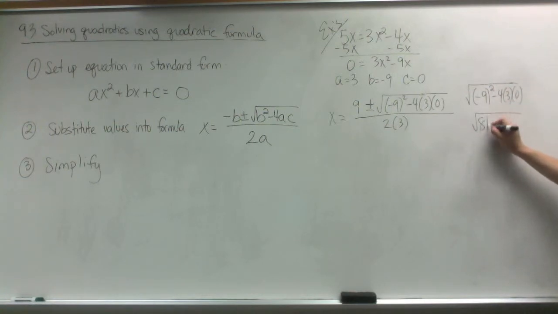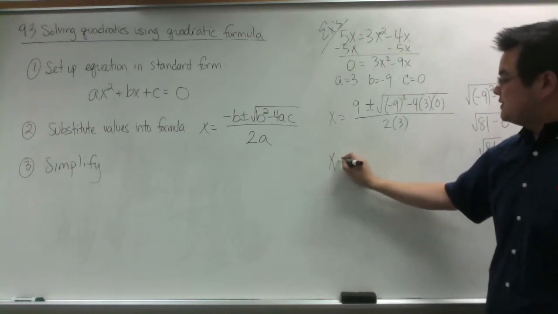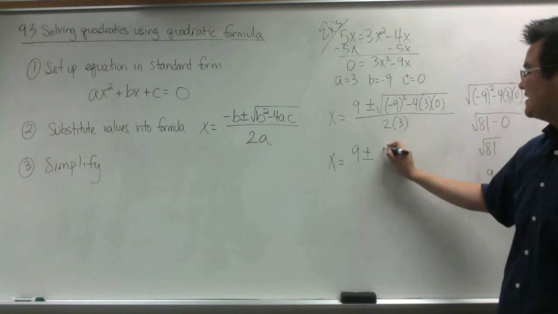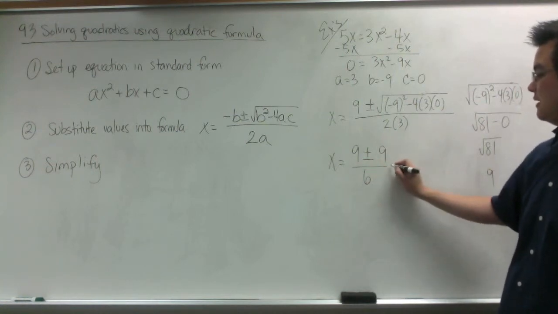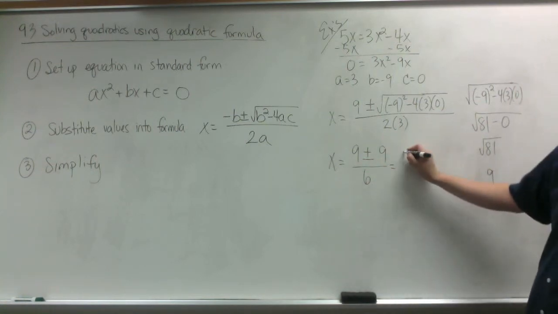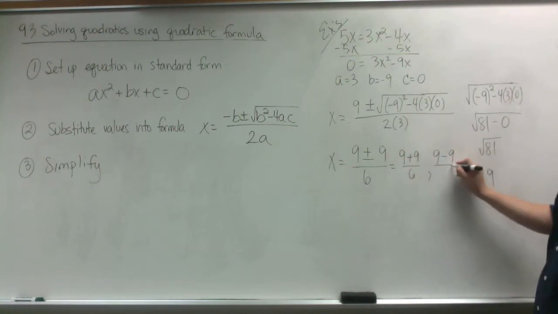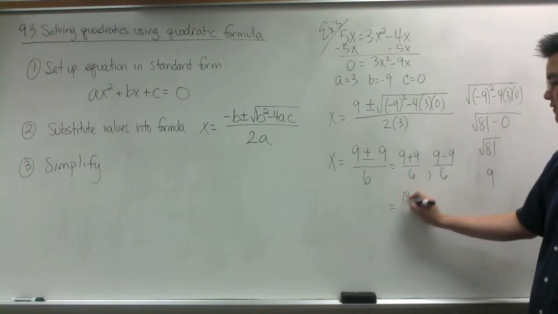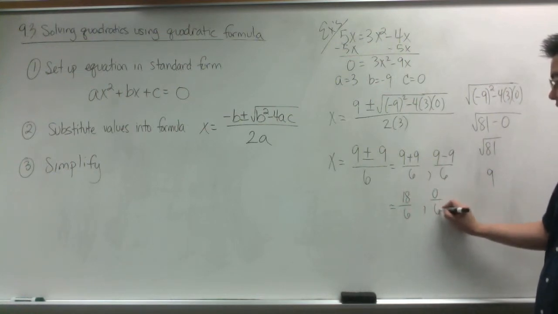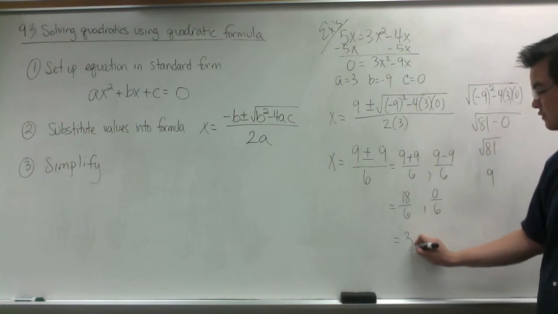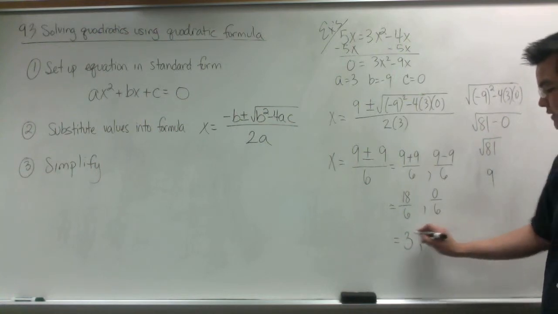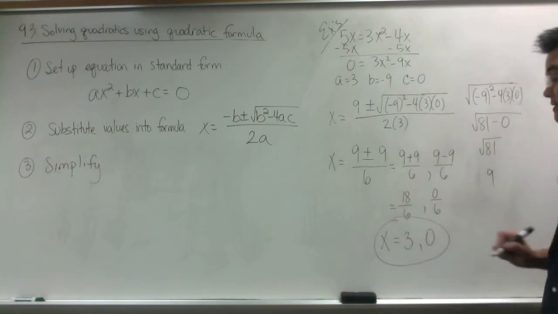-9 squared is 81. -4 times 3 times 0 is 0. So this is square root of 81, which is 9. Now I'm going to substitute that in. 9 plus or minus 9 over 6. I'm going to simplify this. Recall that this is 9 plus 9 over 6, or 9 minus 9 over 6. This is 18 over 6, 0 over 6. 18 divided by 6 is 3. And 0 divided by 6 is 0. So x is equal to 3 and 0.